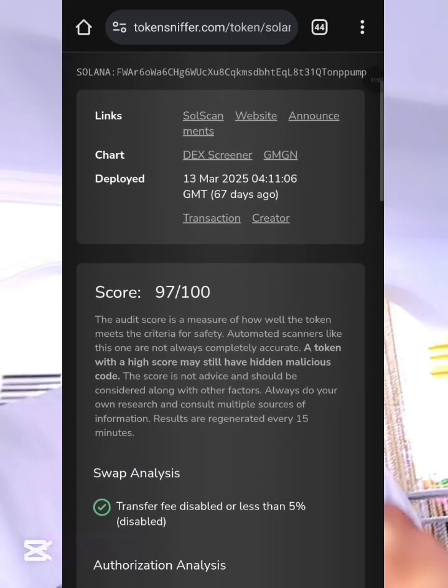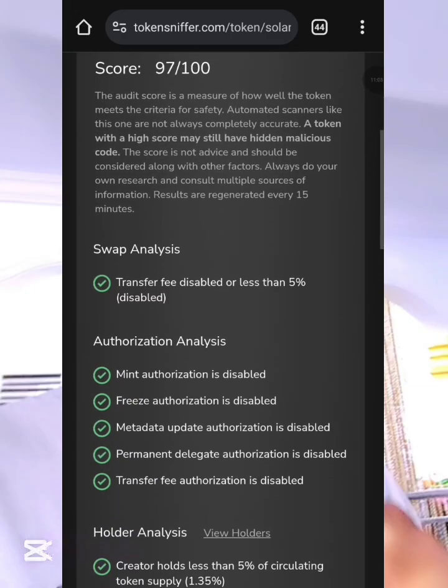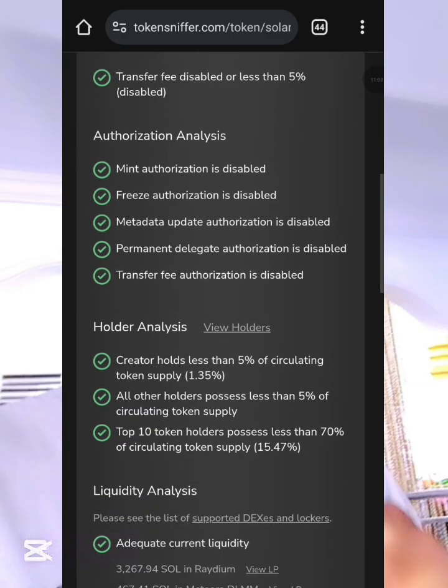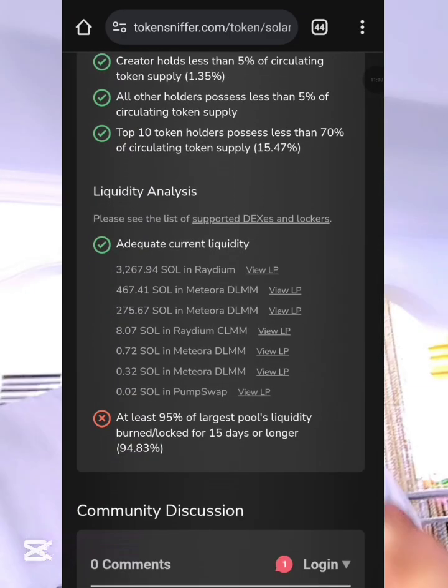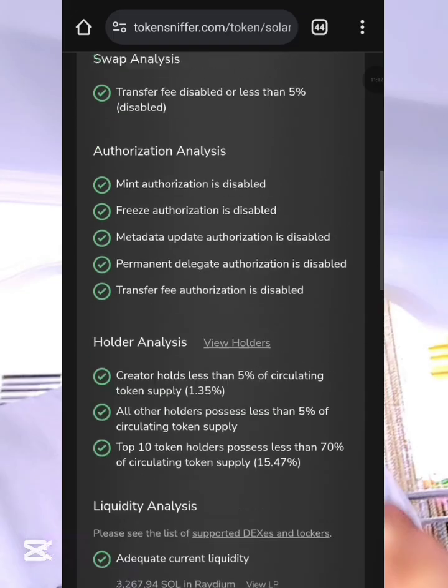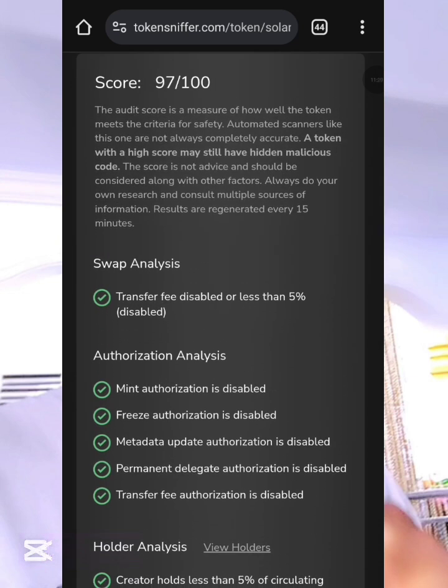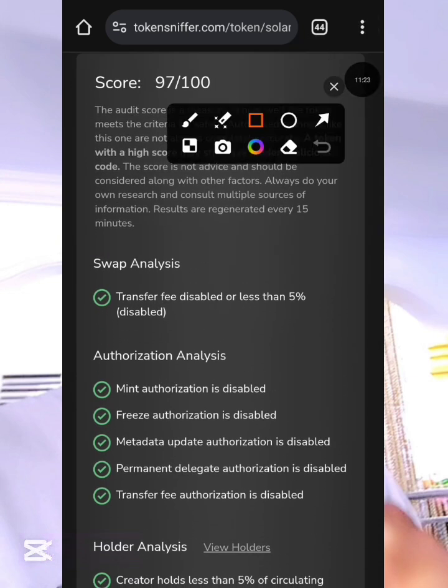Now let's scroll it down. We are going to check all the analysis. You can see everything is green. Out of all the marks, only one is somehow different, so we are going to check it out. Now look at the first one here. This one is telling us that transfer fee is disabled or less than 5%. So that is very good, because they cannot just transfer it arbitrarily.